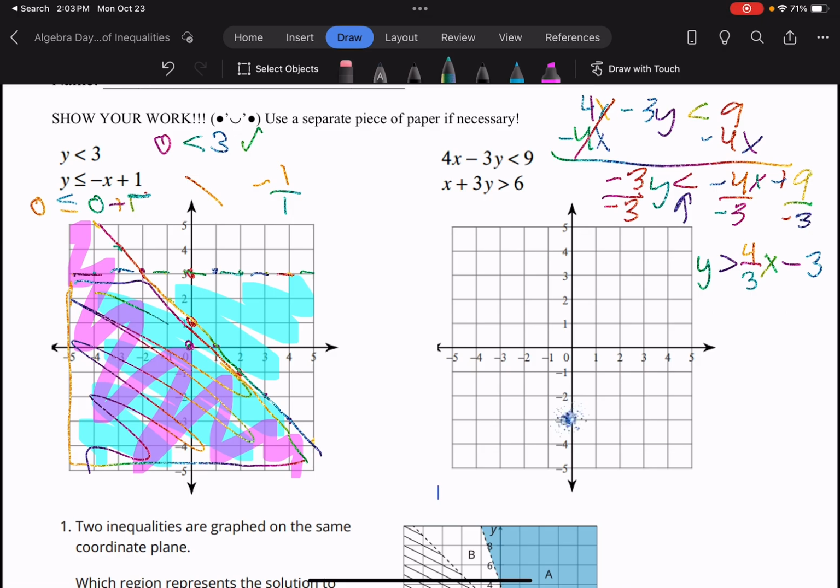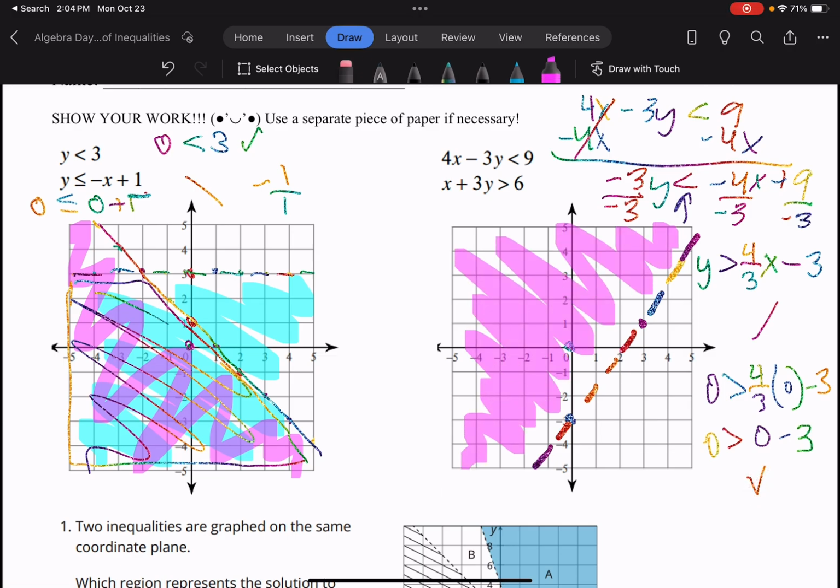We're going to start here at negative 3, and then it's a positive slope, so I'm going up 4 over 3, 1, 2, 3, 4, over 1, 2, 3, and it's greater than, so there is going to be a dotted line connecting these points, and you can extend it up above like this, and now I need to test a point. So let's test 0, 0. If I put 0 is greater than 4/3 times 0 minus 3, that'll be 0 is greater than 0 minus 3. That is true, so we know that we're going to go ahead and shade in this side. Okay, if it didn't work, I would shade the other side, but it does work, so I'm going to shade this side, and now we're going to test the other point.